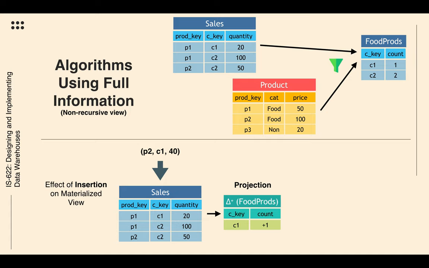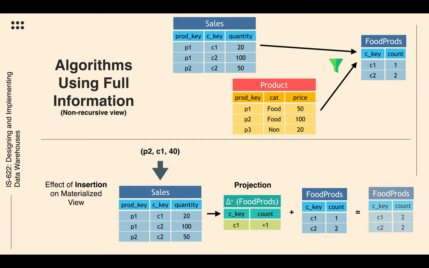So when I create this projection table, I cannot increment the value of C1 unless I know that the product that is purchased by C1 is actually a food product. So again, I have to go back to the product database, check whether P2 is a food product, and only if it is a food product can I add it to my projection. Once I do that, I do the same thing. I merge it with my view. Once I merge it, you can see that C1 is incremented by 1, and the resultant view would be something like this. So this is the effect of insertion and deletion.